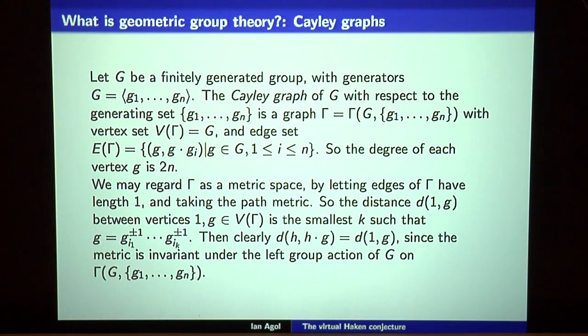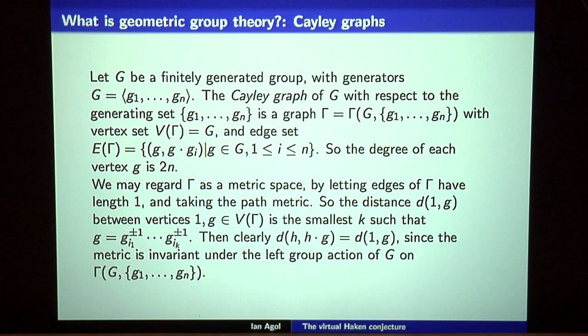So we can regard this graph then as a metric space just by letting the edges of the graph have length 1, and then take the path metric on the space, and that gives a metric on the Cayley graph. So the distance from the identity element to g is determined by the smallest product of generators or their inverses that gives you g. So it's the smallest k such that you can take a product g_{i1} through g_{ik}, each one to the plus or minus 1, that gives me g. And then that's going to be the distance between the identity element and the vertex corresponding to g in the Cayley graph.